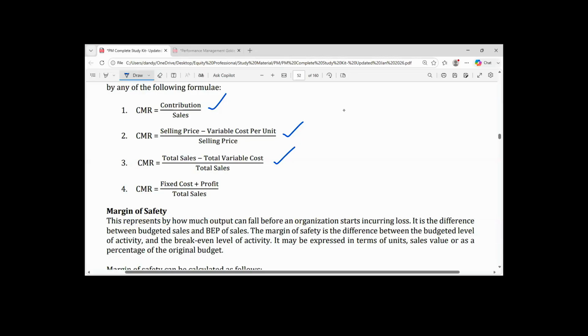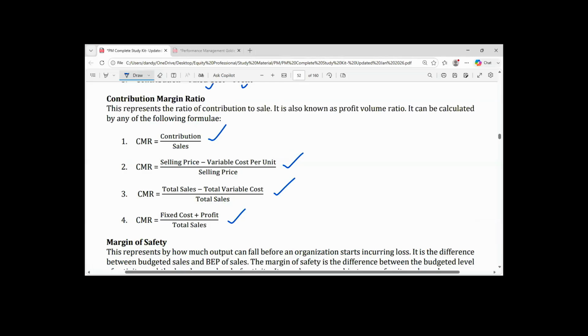But in the question, you are given fixed cost, you are given profits, you are also given total sales. So in this case, you can easily calculate your contribution margin ratio. Therefore, contribution margin ratio can also be computed as fixed cost plus profits divided by total sales. Remember, fixed cost plus profit will give you contribution, right? Good. So these are the different ways in which you can calculate contribution margin ratio.